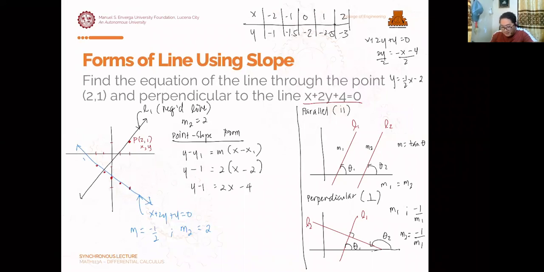So, this will be y minus 1 is equals to 2x minus 4. Tapos, gawin mo lang standard form. So, magiging ax plus by plus c yung format natin. This will be 2x minus y minus 3 is equals to 0. And this will be the equation ng line na hinahanap natin for the given problem. Yan, yung equation ng line na yan is yung na-calculate natin.